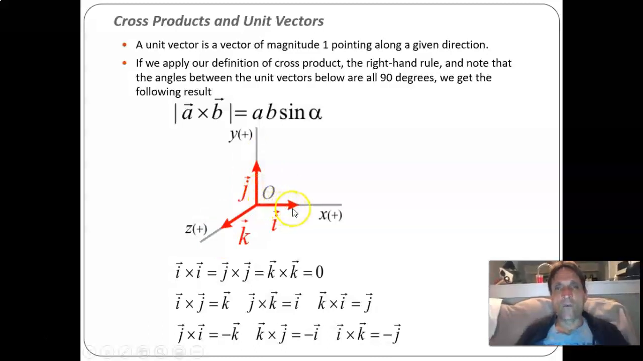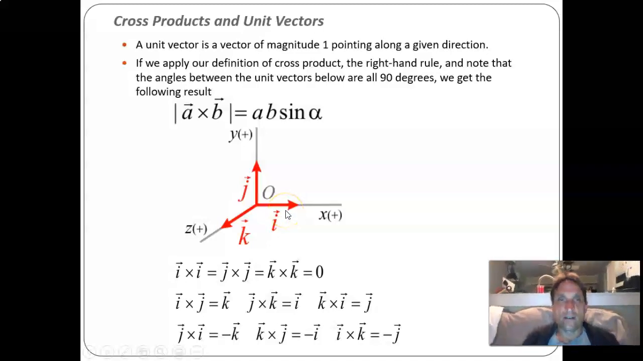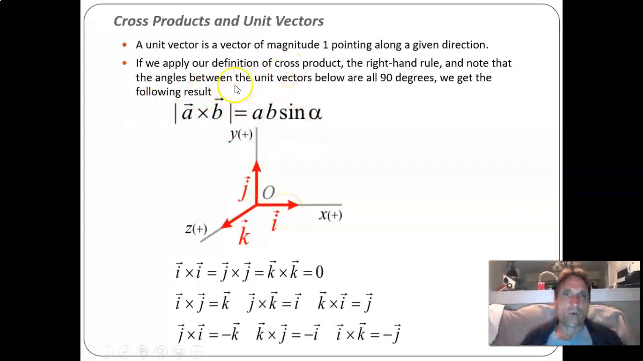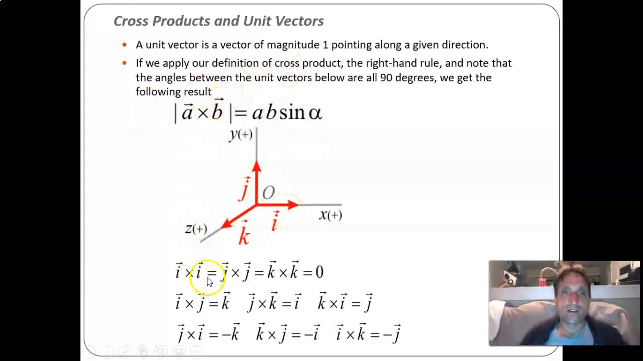They have a magnitude of 1, they're along a given direction, and their main purpose is to break a vector down into the components along the 3 directions. So I hat is just nomenclature for meaning the vector is along the I direction. So what we want to do is get some relationships between these unit vectors.